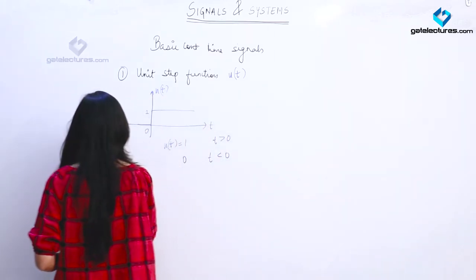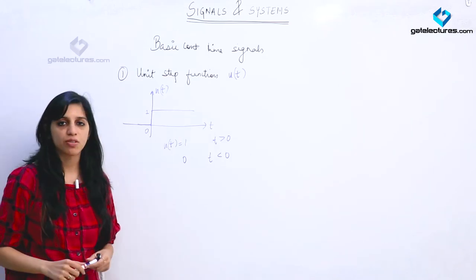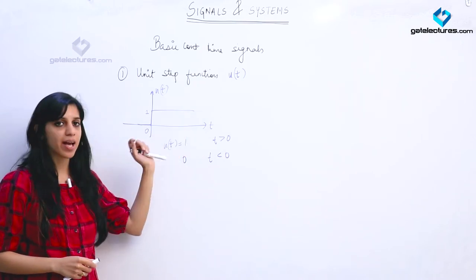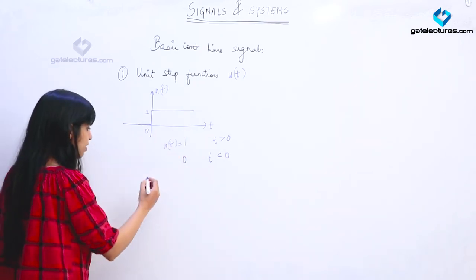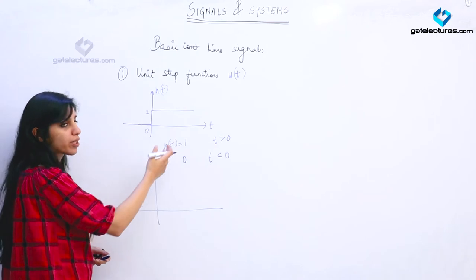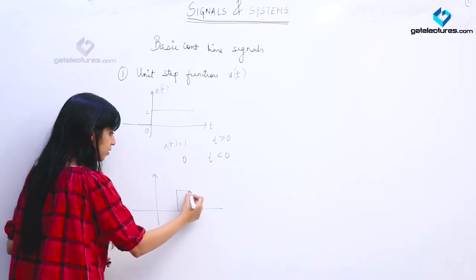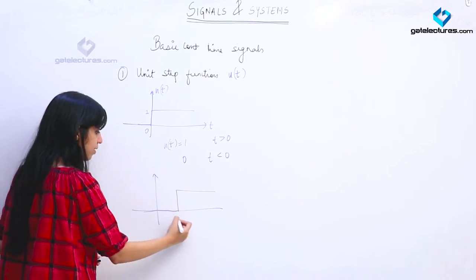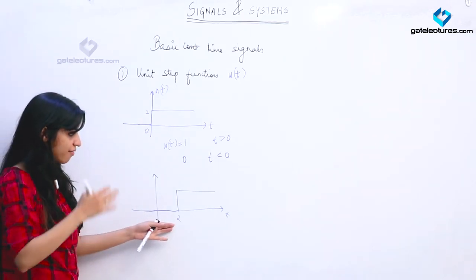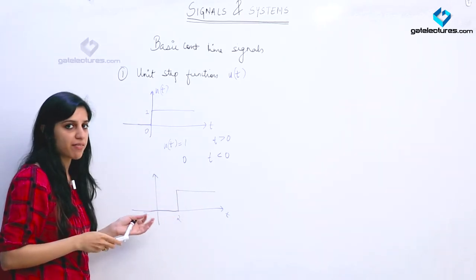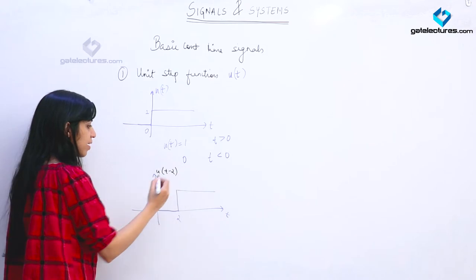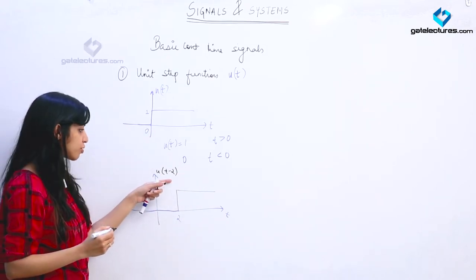Now suppose I want to shift this function. I want this function to have value 1 for all time intervals after t is equal to 2 and to be 0 for all the time before t is equal to 2. Then I can just shift this entire function to the right by 2 units. Then after t is equal to 2, the function has value 1, and before t is equal to 2, the function has value 0. This function is known as u(t minus 2). It has been right shifted by 2 units.